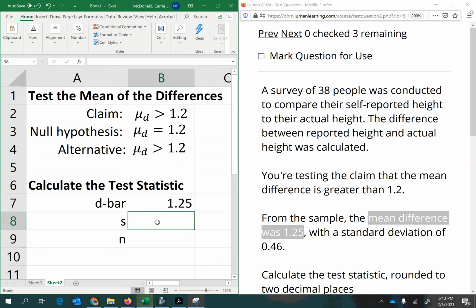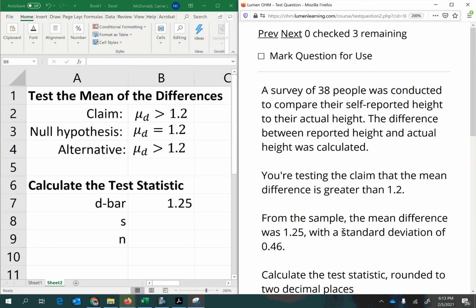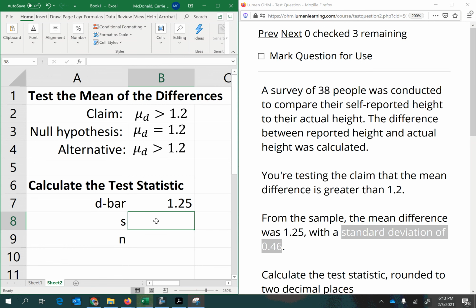And the standard deviation is also given here. So this is the standard deviation of the differences. That's 0.46. And the sample size was given up here as 38. Now, we need to go looking for our test statistic formula. So in other words, we take our statistic, which is the sample mean, and we standardize it to a t-score so that we know if it's very abnormal. If it's very, very abnormal, then we will reject the null hypothesis in support of the alternative.